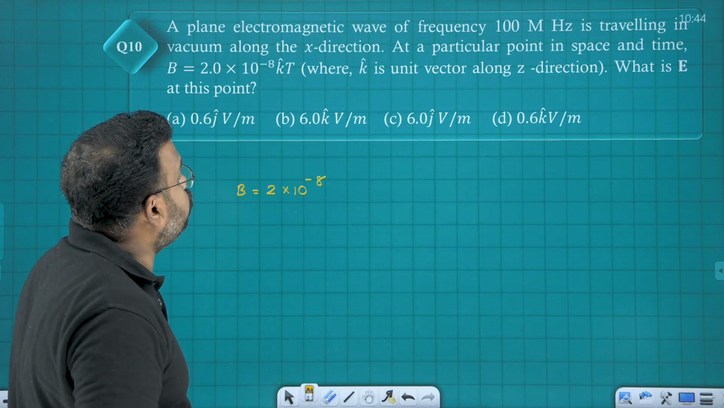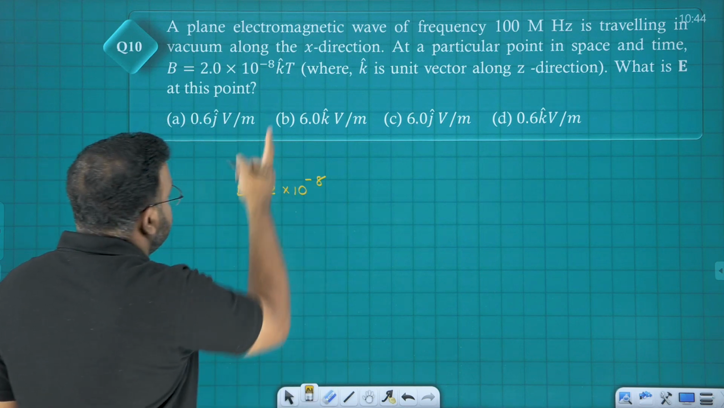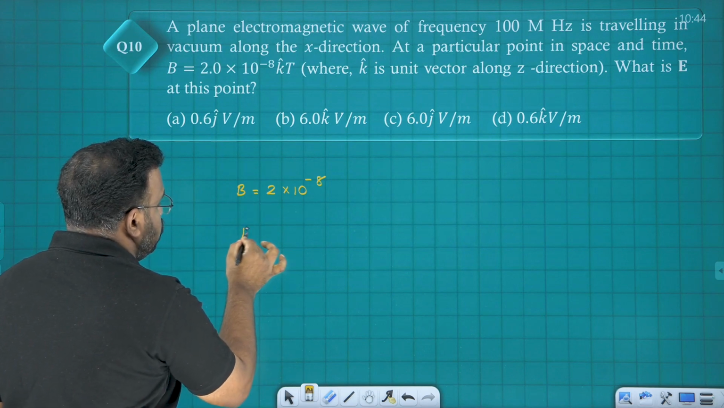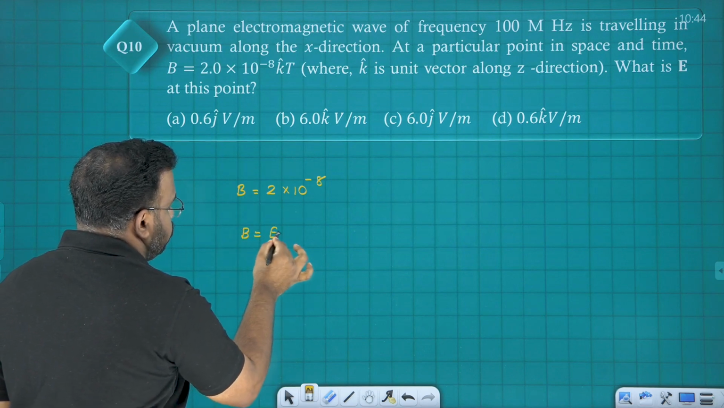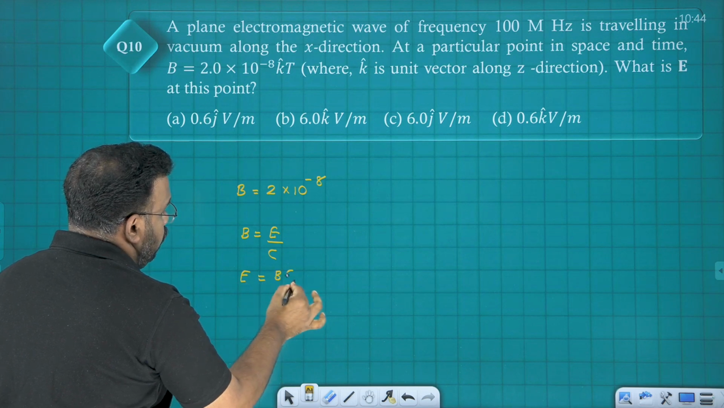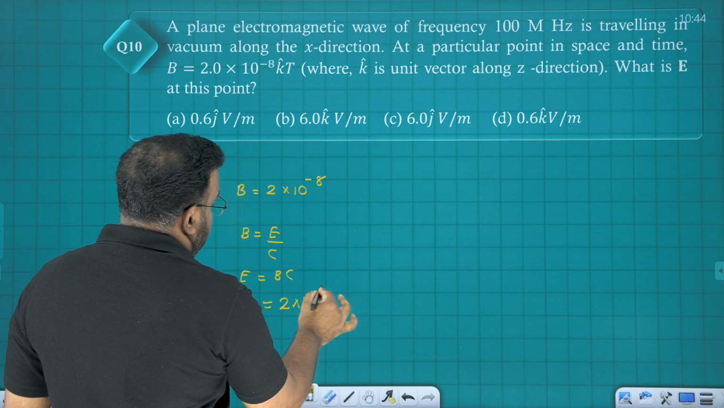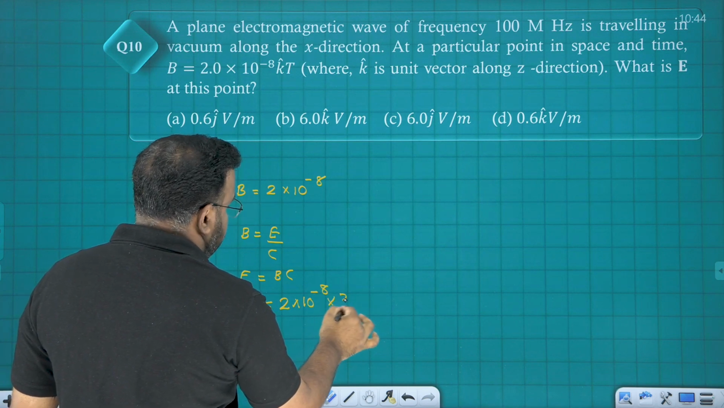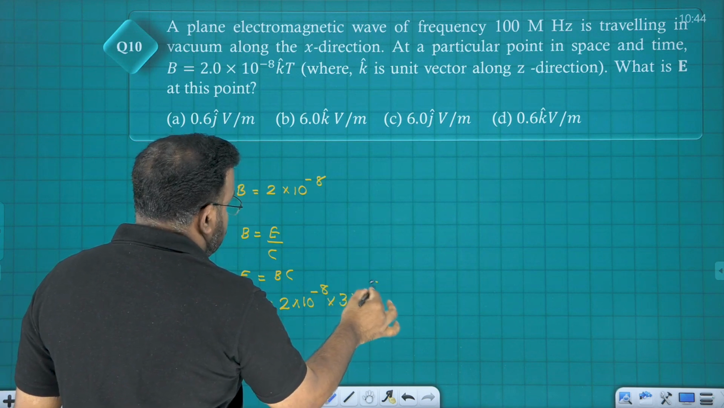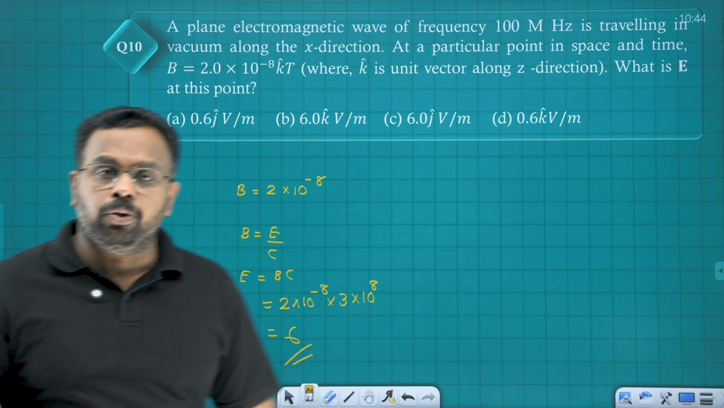So how to find the E value? See, it is in vacuum. So what is the relation? B is equal to E by C. That means E is equal to B into C. B is 2 into 10 to the power minus 8, into C, which is 3 into 10 to the power 8. So we'll be getting 6. 6 is the magnitude of the electric field.